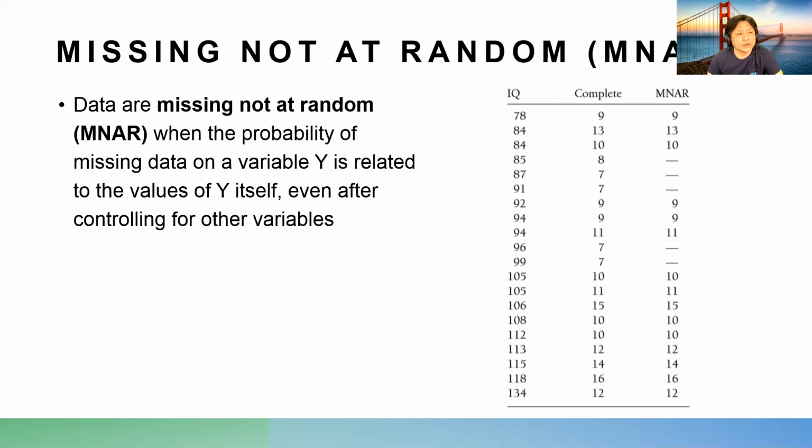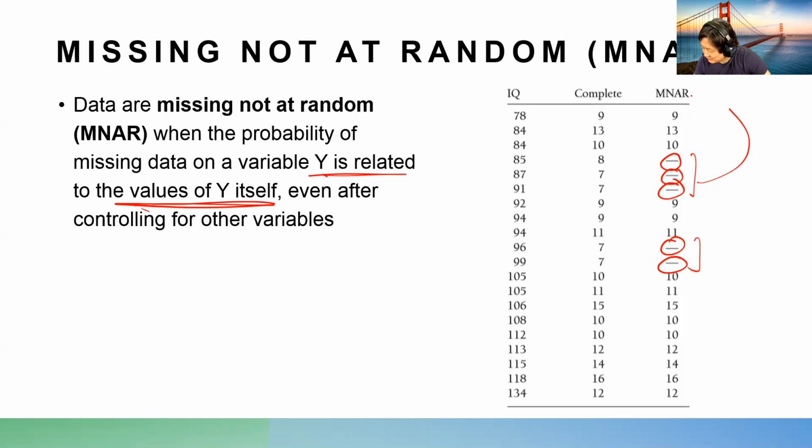No? Okay. So missing not at random, this is the worst case. Data missing not at random, which is called MNAR, occurs when the probability of missing data on variable Y is related to the values of Y itself. The missing value is related to the variable itself, even after controlling for the other variables. We have missing values here, but actually these missing values are related to this job performance variable itself. This is missing not at random.